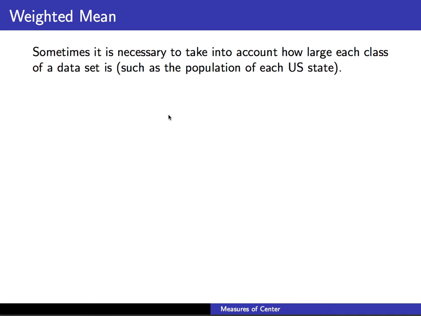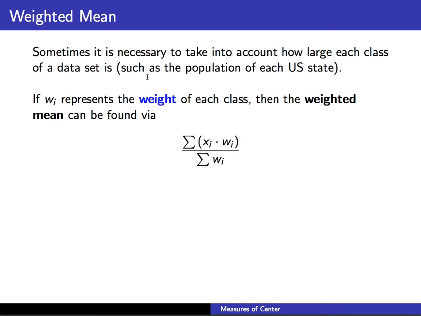So sometimes it's necessary to take into account how large each class of a data set is, such as the population of each U.S. state. Not all states have the same population. So if we let Wi represent the weight of each class, then our weighted mean can be found via the following formula. It looks scary, but here's what's going to happen.